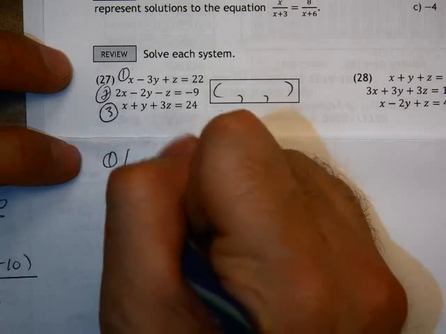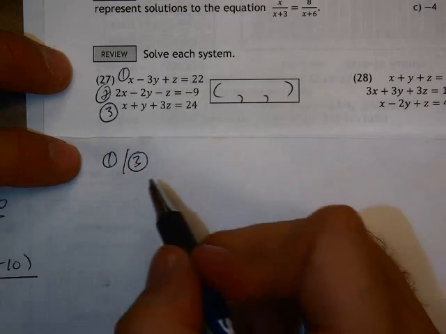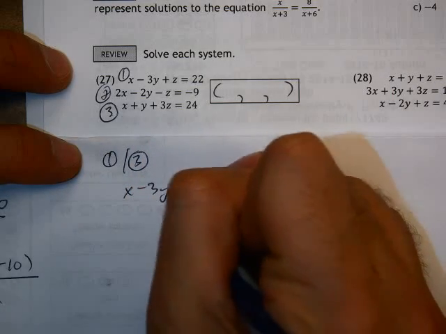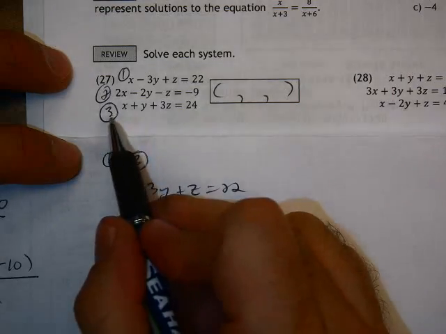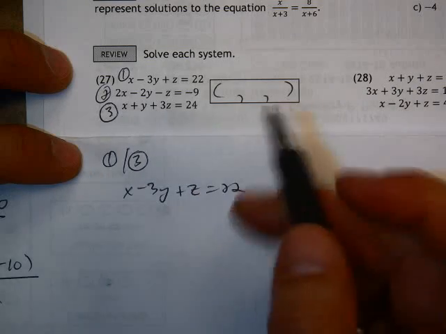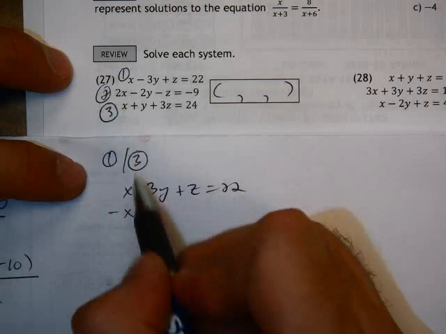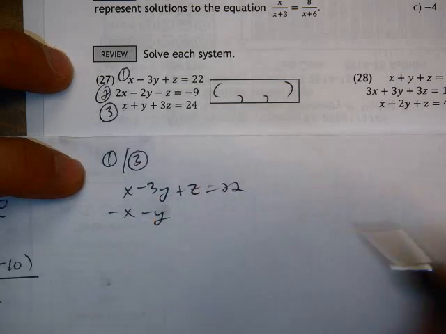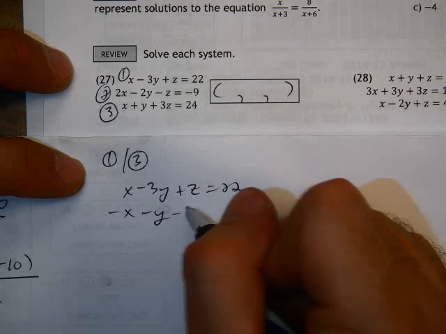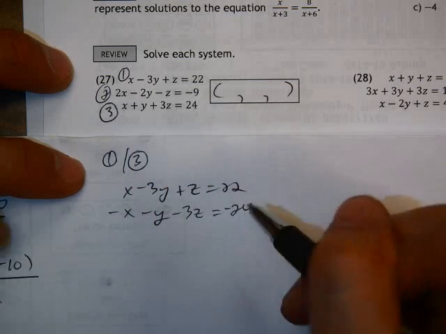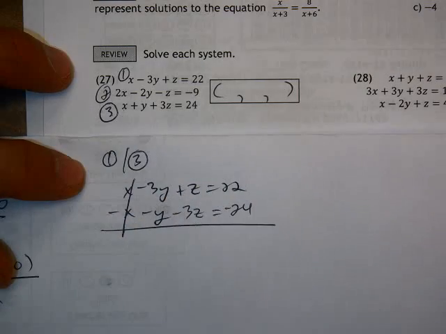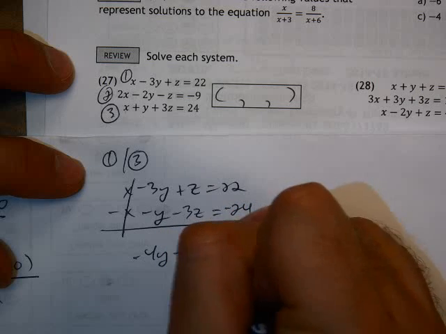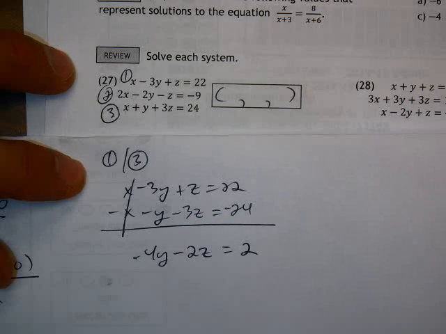Now equations 1 and 3 I'm going to put here. Equation 1 I'm going to keep the same, as x minus 3y plus z equals 22. Equation 3 though, I'm going to multiply by negative 1, because now it's going to make this x a negative, which I want to happen because that's going to cancel out with the positive 1x. This is now negative y minus 3z equals negative 24. Again, those x's cancel. So now when I combine these equations, I get negative 4y minus 2z equals positive 2.